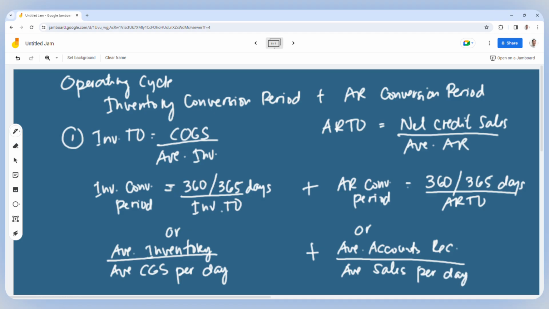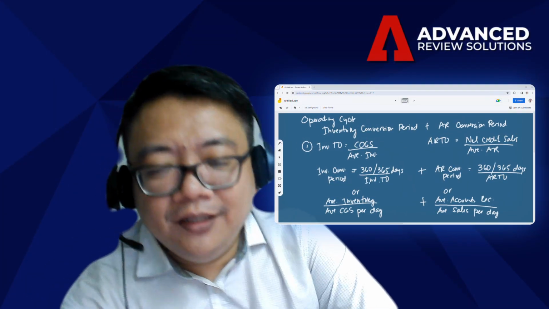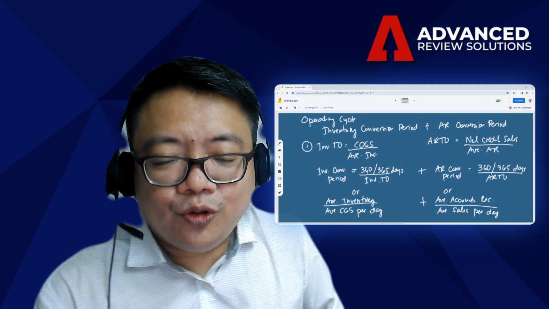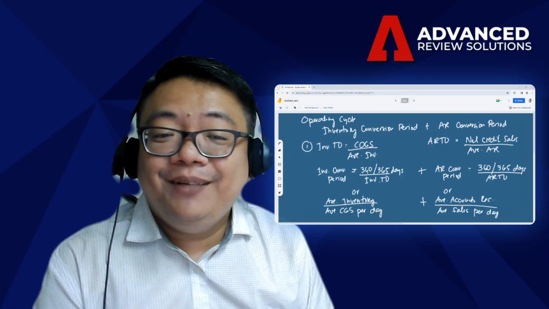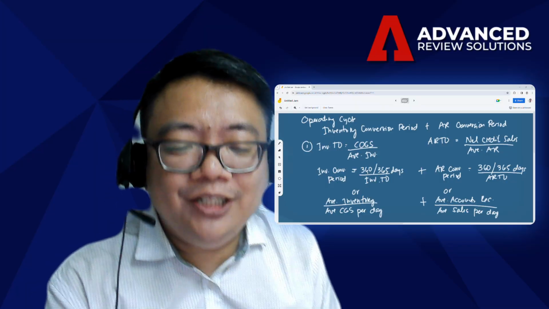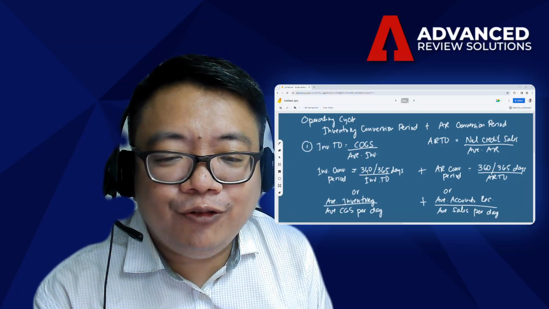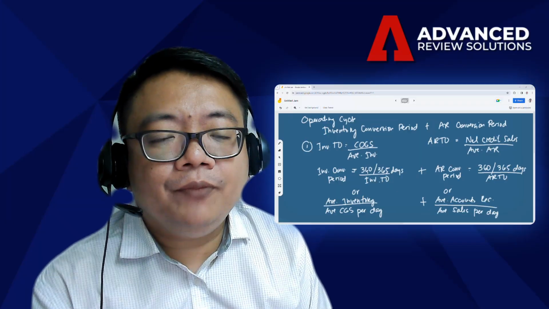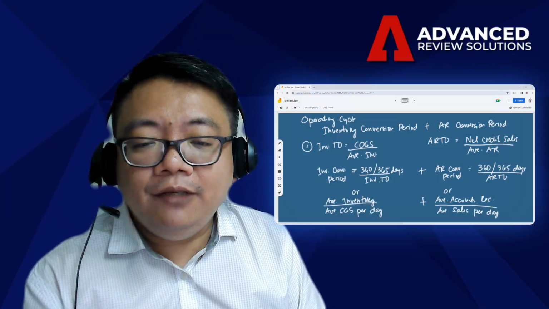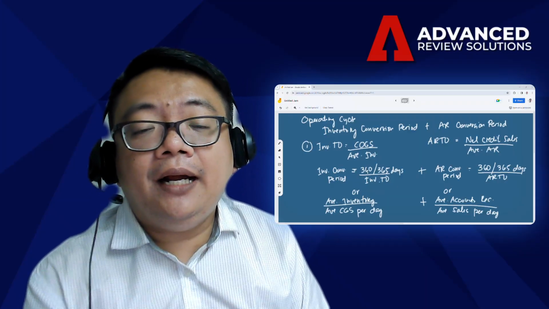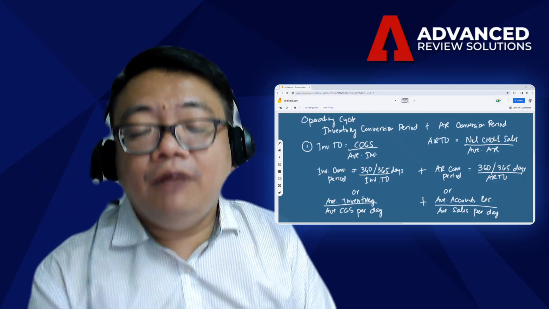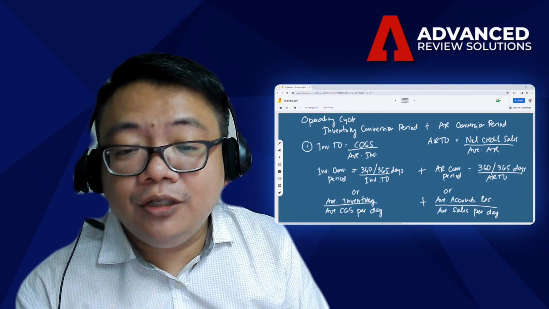Class, tandaan to, ha? If you notice, yan ay parang number one formula to compute first for the turnover and the conversion. Diba? If you are good in terms of algebra, yan lang naman yung formula niya. Ibig sabihin, yung average inventory divided by average cost of goods sold per day ay parang combination of the inventory turnover and the inventory conversion.